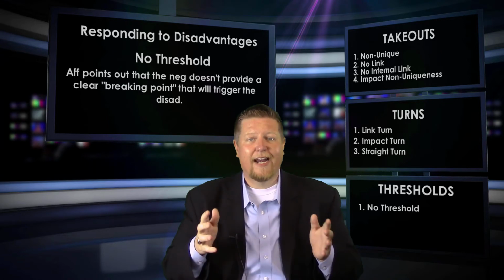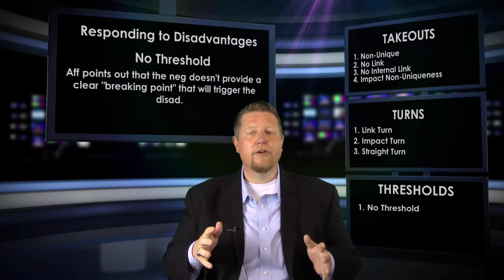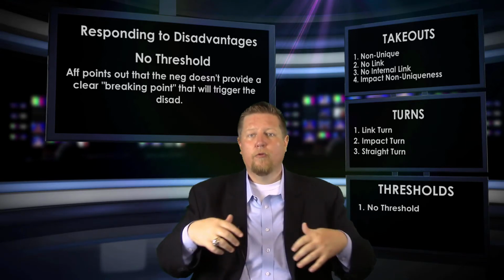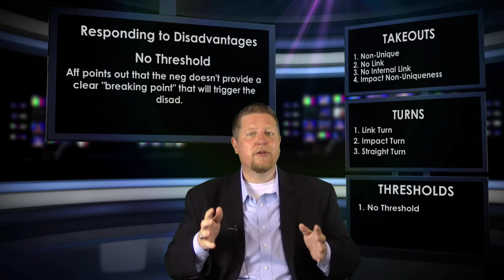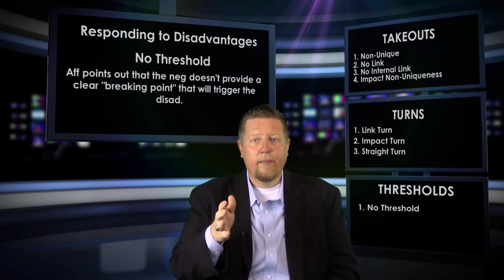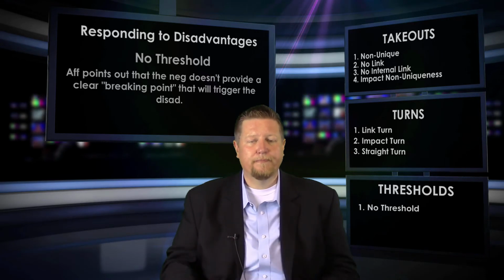This is true for a lot of economic arguments. If the negative team claims that the affirmative plan costs $10 billion, which adds to the national debt, which crashes the economy, a good affirmative team will point out that the negative team fails to provide a threshold or a clear breaking point at which the national debt burden is so great that it crashes the economy.